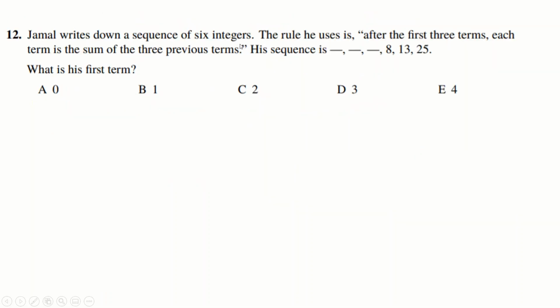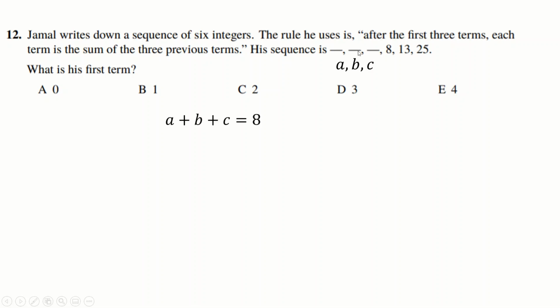12, Jamal writes down a sequence of 6 integers. He uses the rule after the first 3 terms, so this doesn't count the first 3 terms, but after the first 3 terms, each term is the sum of the previous 3. So it's kind of like a Fibonacci, but a sum of the previous 3. So if we call these terms A, B, C, clearly A plus B plus C is 8, because that's the rule here.